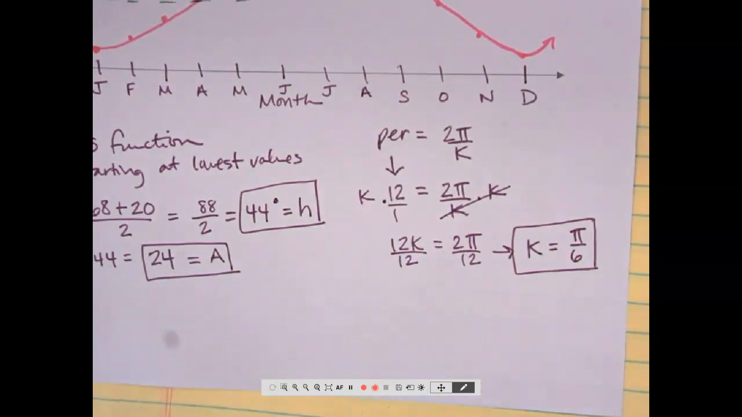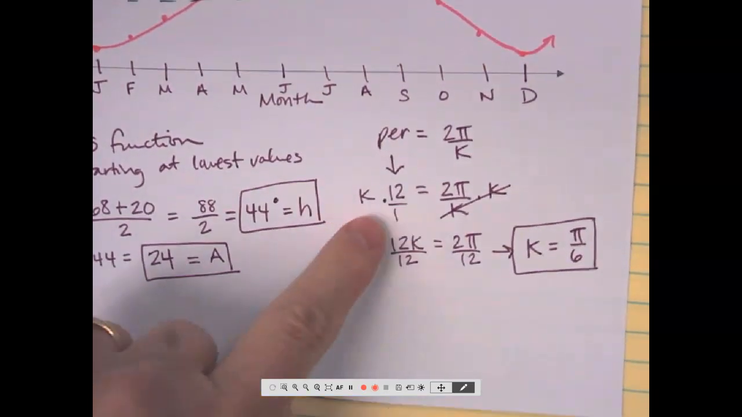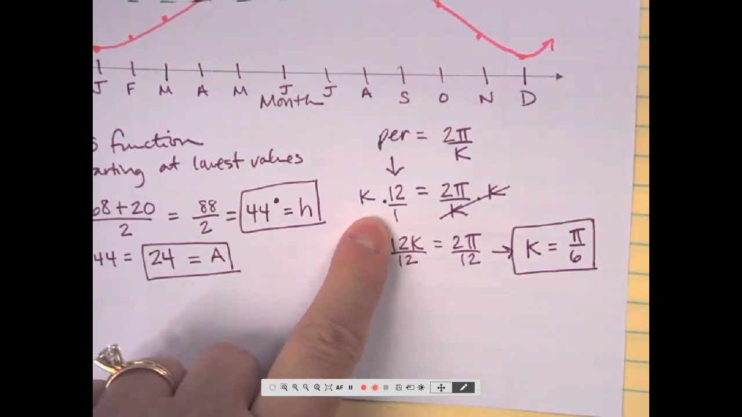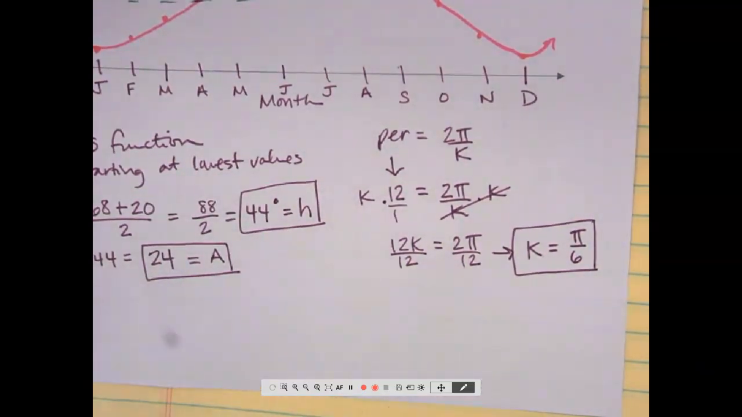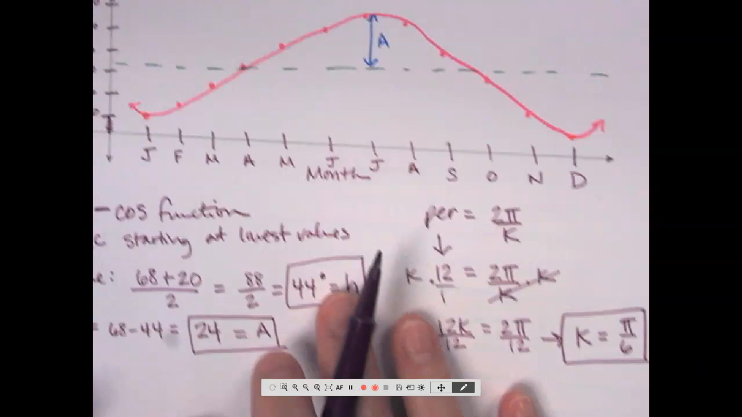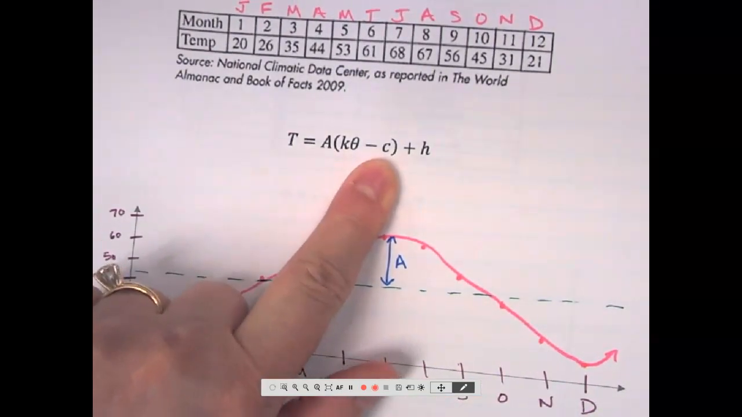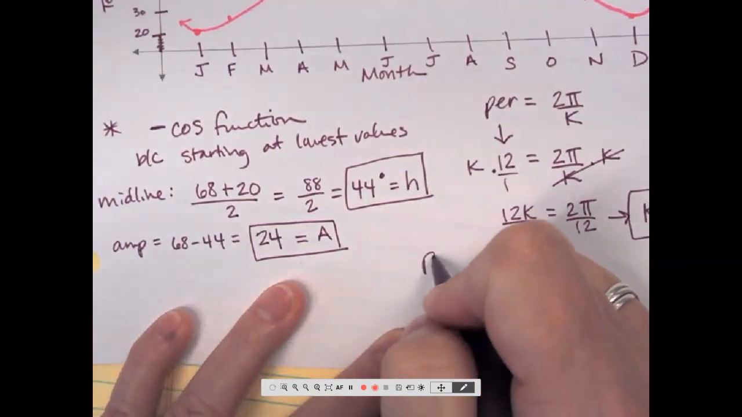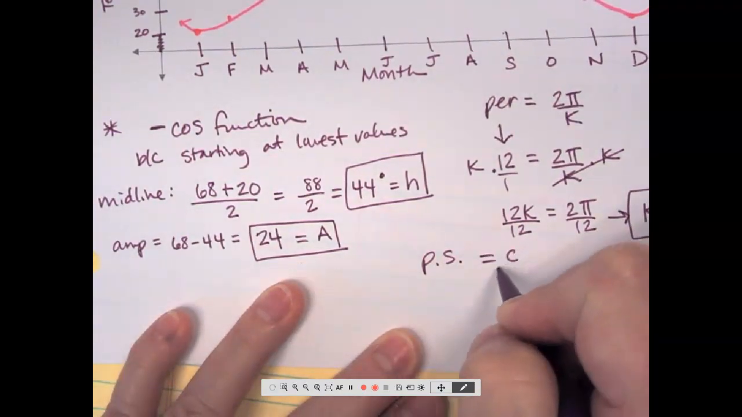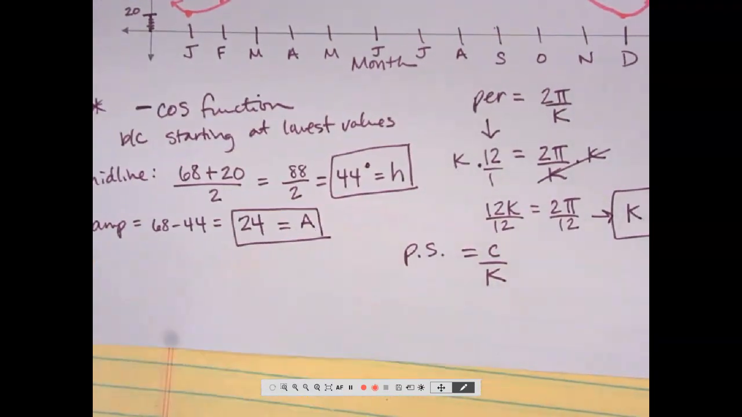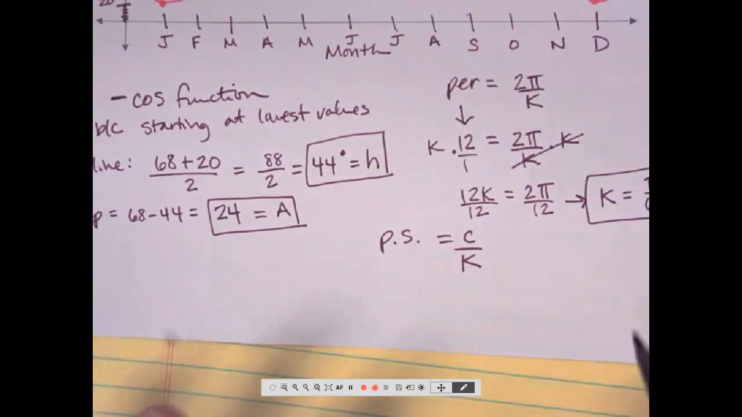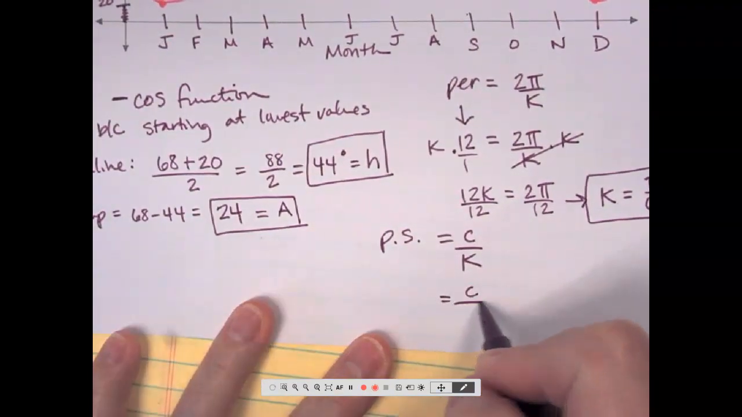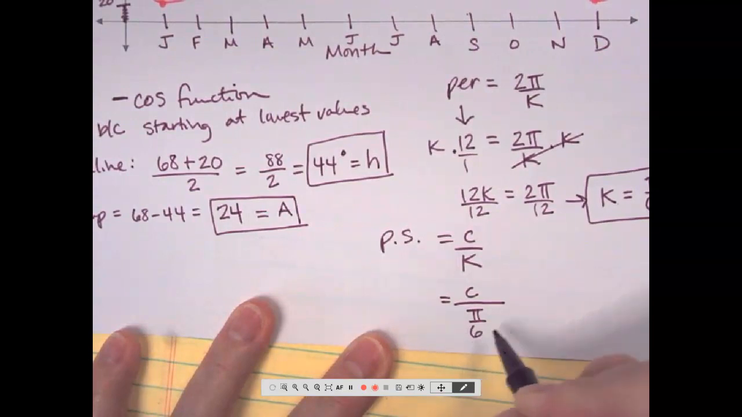Now, something that's an annual pattern, like daylight or temperature, the period's always going to be 12 for something that's an annual occurrence. Okay, so the only other thing that's missing is C, and we're going to use this formula, phase shift equals C over K. Phase shift equals C over K. Well, I just found K. So I know that I have C over pi over 6.